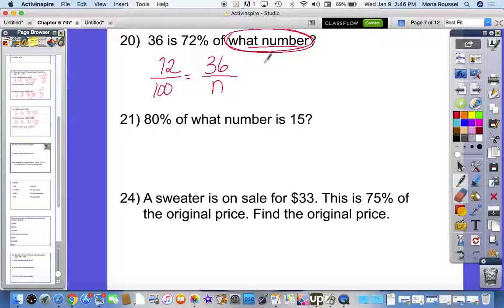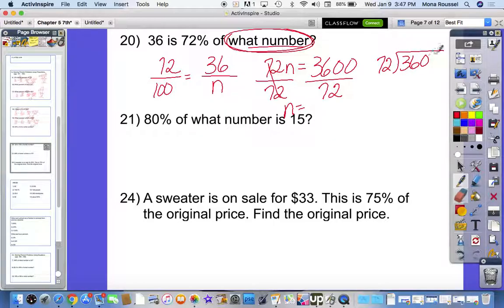So we cross multiply, 72 times n is 72n, and then we cross multiply 36 times 100 is 3600. And then we divide both sides by 72. So when we cancel that, we're going to find what n equals by dividing 72 into 3,600. But we do have to start by dividing 72 into 360, which goes 5 times. So n equals 50.